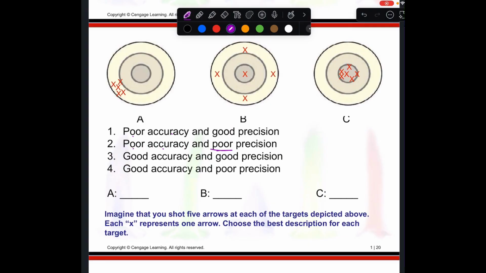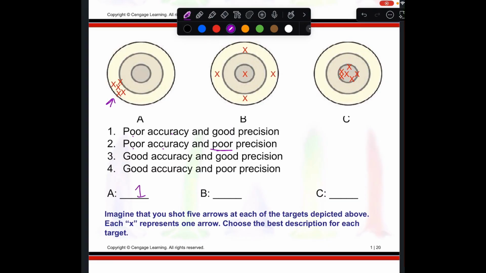Okay, so A, let's just see what we have here. So A, again, with a target, this is the center you're trying to hit, right? So that would be if it's accurate. Is this accurate? No, A is not accurate. Is it precise? Yes, very precise. It's all in the same area. So good precision, but poor accuracy. So we're actually going to say A is number 1.